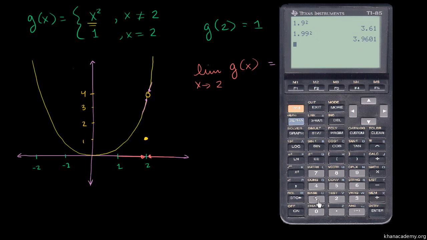Well, what if I do 1.999999, and I square that? And I'm getting 3.996. Notice I'm getting closer and closer and closer to our point. And if I got really close, 1.999999999 squared, what am I going to get to? It's not actually going to be exactly 4. This calculator just rounded things up. It's going to get to a number really, really close to 4.